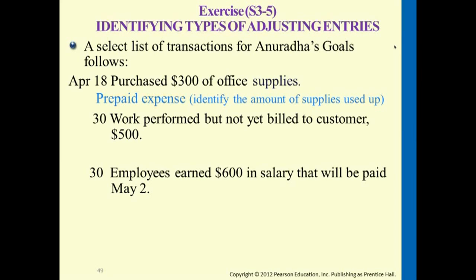Okay, work performed but not yet billed to customer. Which category would this fall under? Work performed, but you haven't billed the customer, meaning you haven't collected the cash, but you provided the work. So that will be an accrued revenue, okay? Accrued revenues, meaning you will be using accounts receivable, right? This is the same as saying providing services on account. You haven't collected cash.